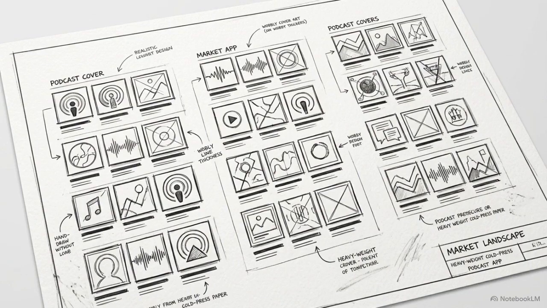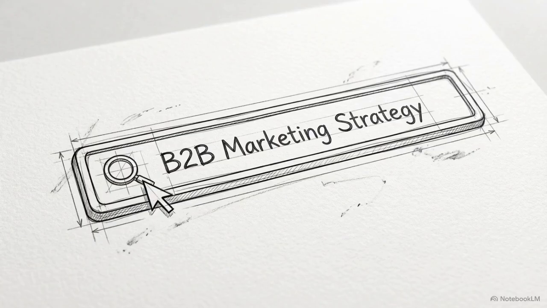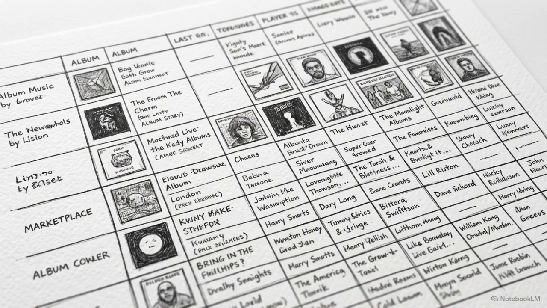Step 2 is mapping the market landscape. Take your list of 5 to 7 industry keywords and systematically search them across major directories like Apple Podcasts and Spotify. Look through the search results and identify the top 20 to 30 active shows in your specific niche. Catalog them into a single spreadsheet.